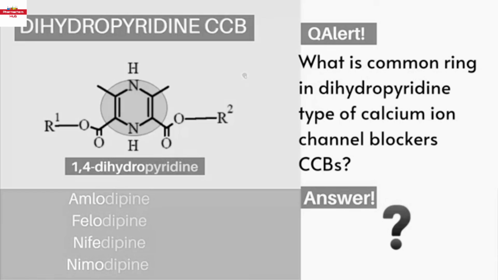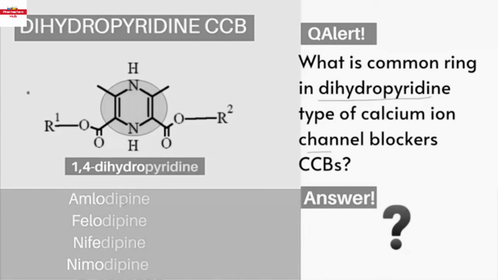So for example, here, the keyword is, this is a dihydropyridine. CCB means calcium channel blockers, right? Dihydropyridine type of calcium channel blocker. As the name of the class itself tells you, they do have a dihydropyridine ring inside. That means this is the dihydropyridine ring. So what is the exam keyword here? What is the common ring in dihydropyridine type of calcium channel blockers?